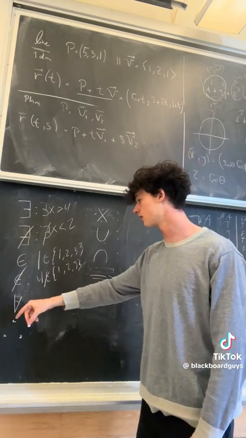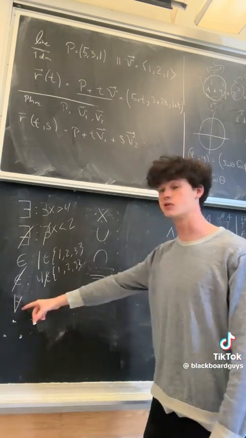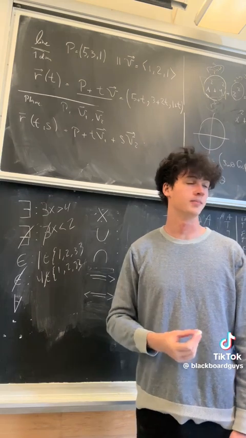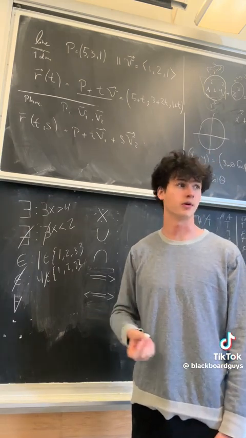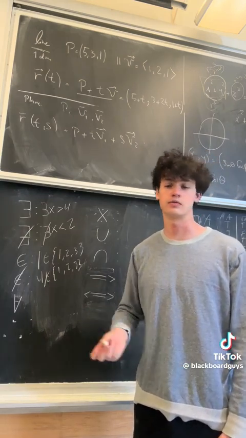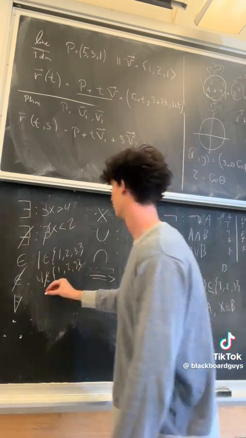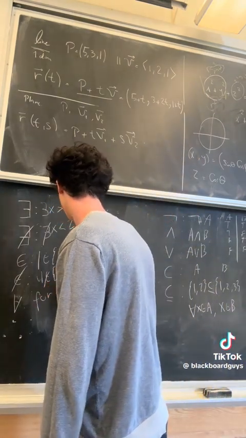This upside down A means for all. So if you want to make a large generalization, say for all something, we can say for all natural numbers, something happens. That just means, I'll write it out, for all.